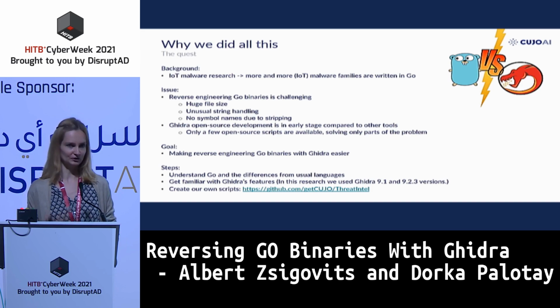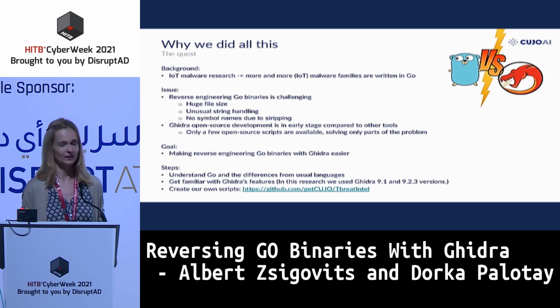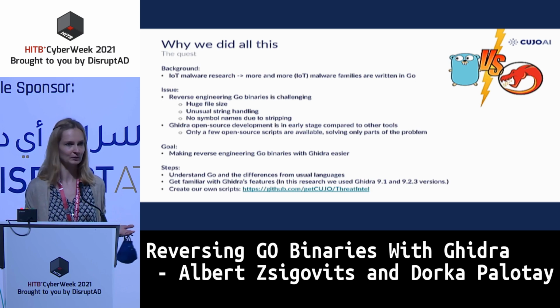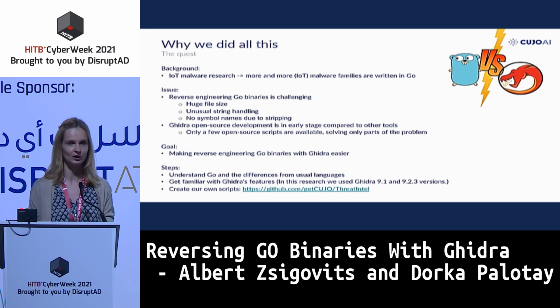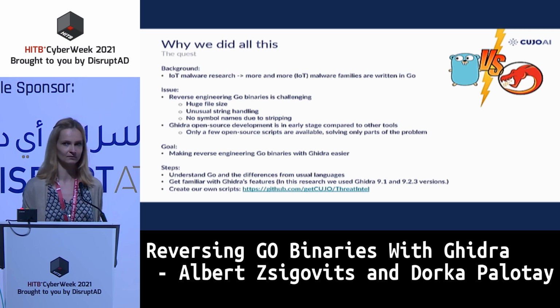In our team, we use Ghidra as a disassembler, which is an open source tool released by the NSA. Compared to IDA Pro, for example, it's at an early stage regarding scripts and different tools for analysis. So there were only a few scripts available to help us analyze Golang binaries. Our goal was to find some way to make our lives easier, so that's why we started to work on how we could make this analysis much more effective.